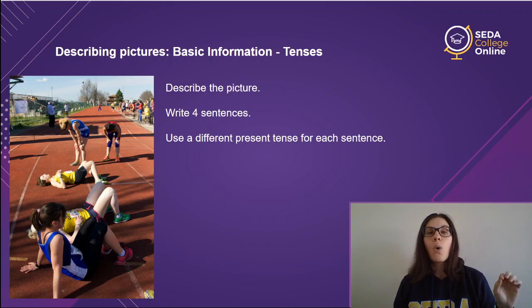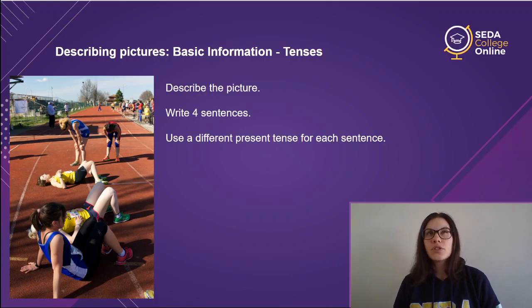So write 1 sentence with present simple, 1 sentence with present continuous, 1 sentence with present perfect simple, and 1 sentence with present perfect continuous. Okay, I'll give you a minute to do that. I think the two first at least should be very easy, the present simple and the present continuous.